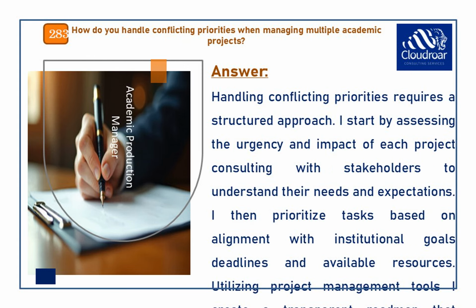Question 283. How do you handle conflicting priorities when managing multiple academic projects? Handling conflicting priorities requires a structured approach. I start by assessing the urgency and impact of each project, consulting with stakeholders to understand their needs and expectations. I then prioritize tasks based on alignment with institutional goals, deadlines, and available resources.